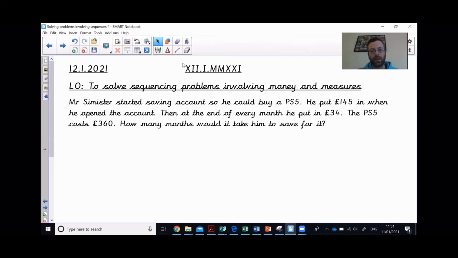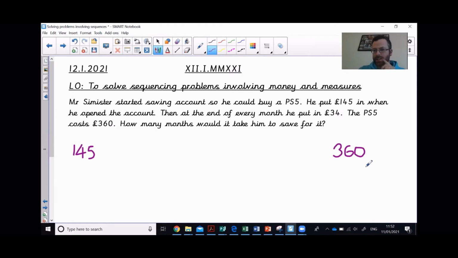So I'm going to make it look again like a sequence. I'm starting with 145. Now at this point, we don't know how many steps I'm having to take, but I do know what I'm trying to get to, and I'm trying to get to 360. So I need to do little steps until I get to that amount or just a bit more. So 145 add 34 is going to be 179. Then add another 34, well 179 and 30 is going to be 209. Add 4, 213.